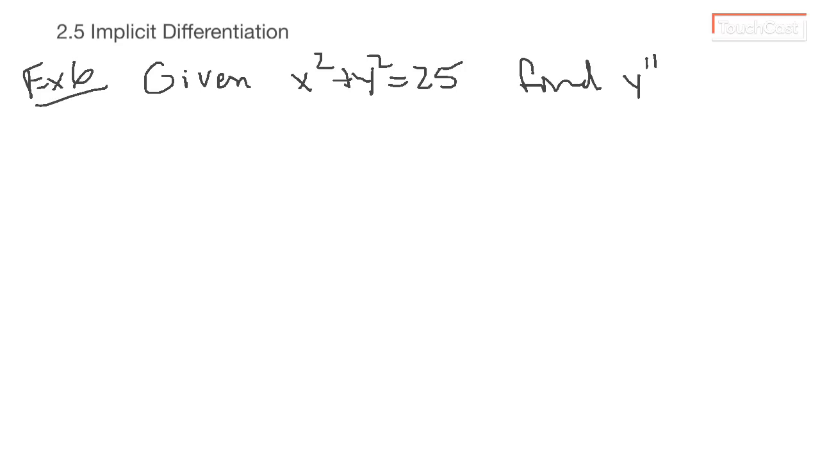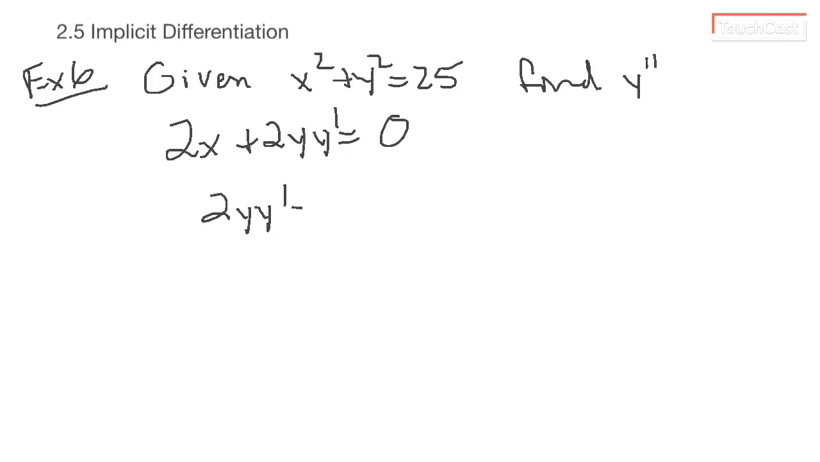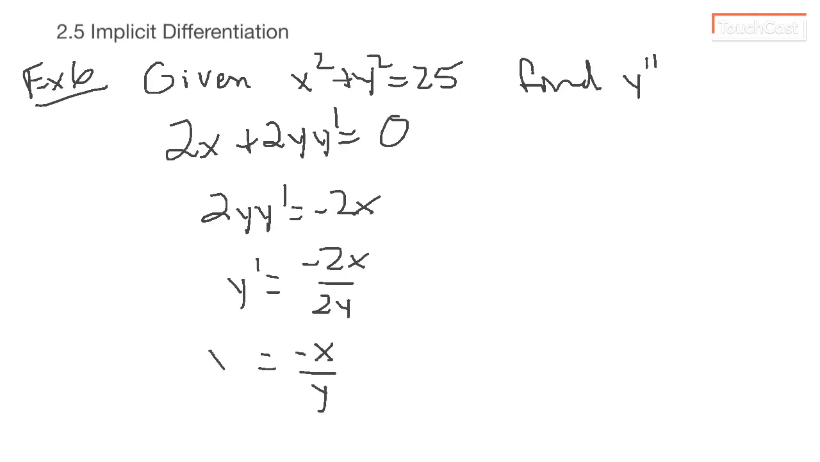So if we differentiate with respect to x, we're going to have 2x plus 2y y prime equals 0, and then we can subtract 2x and have 2y y prime equals negative 2x. And we want to solve for y prime, so we're going to divide by 2y. Y prime would be negative 2x divided by 2y, but we can simplify and divide by 2 and get negative x over y. So that is our first derivative.